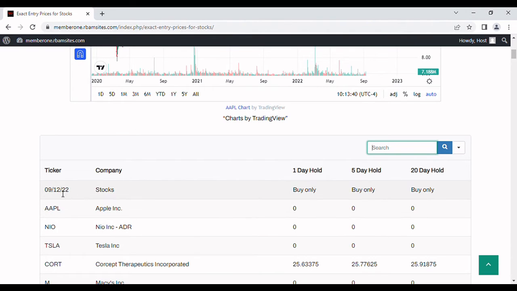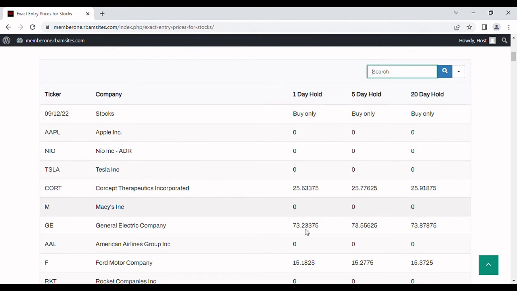RBAM Research puts out every morning, Monday through Friday, by 7 a.m., quant analysis of 190, roughly 194 stocks. And they put out buy signals, so 1, 5, and 20-day hold periods. So we have defined hold periods and defined action, which is buys. And then these, of course, are for entertainment purposes only. You have to do your own analysis.